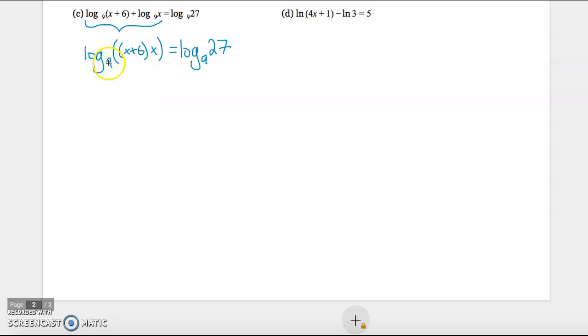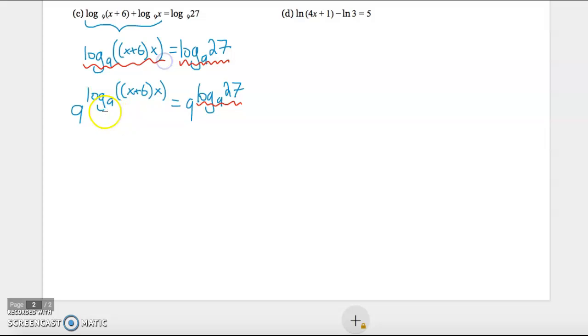So now what I can do is take this base and raise this base to both sides of my equation. So 9 to the log base 9 of x plus 6 times x, and then on this side, 9 to the log base 9 of 27. Again, identifying how this was the right side of my equation, and now it's an exponent on a 9. This was the left side of my equation, and now it's an exponent on a 9 as well.